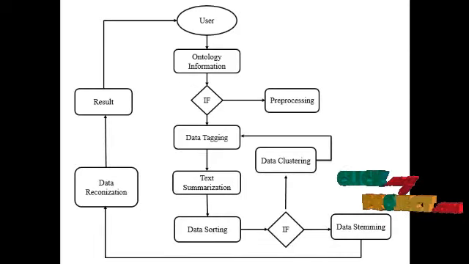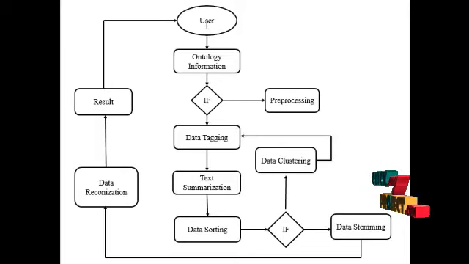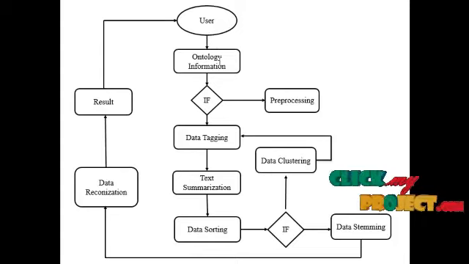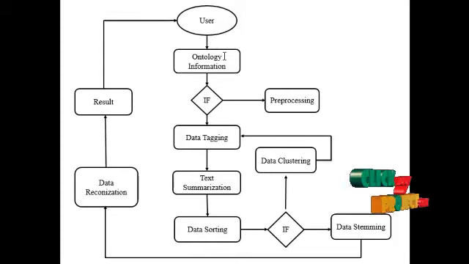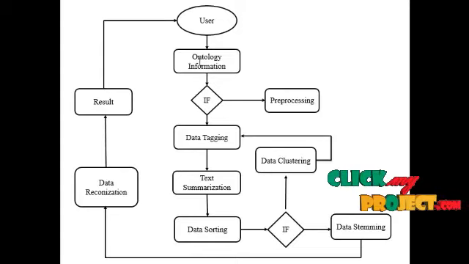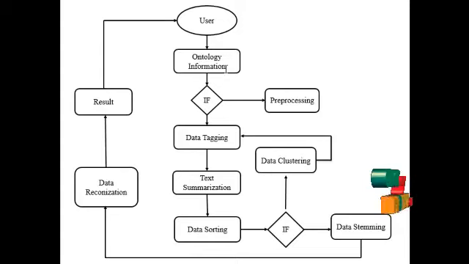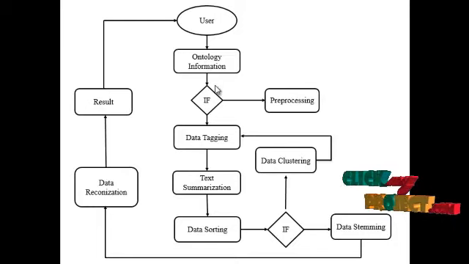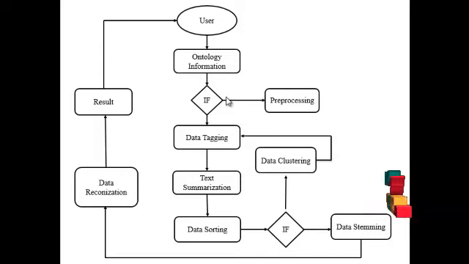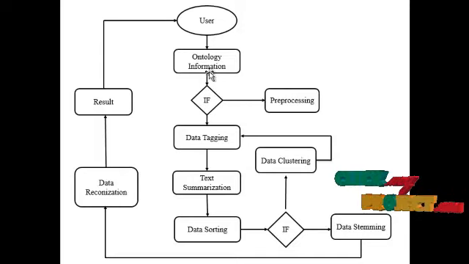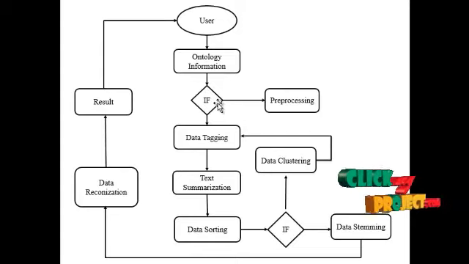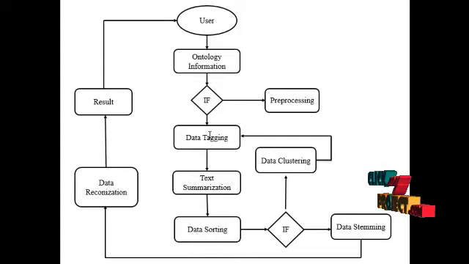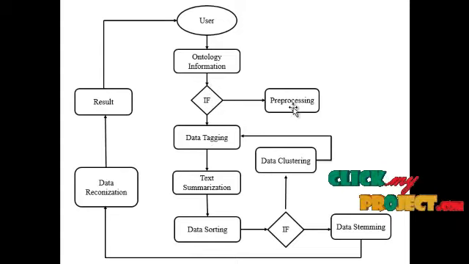It is our project flow diagram. In our project flow diagram, the user can use this ontology-based information data. The user can load this ontology-based information data in the ontology package. All information is stored in this database. The database checks whether all of the data are in the correct format or not. If the data are in the correct format, it goes to the data tagging process. Otherwise, it goes to the pre-processing step.